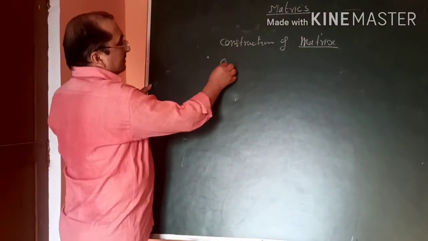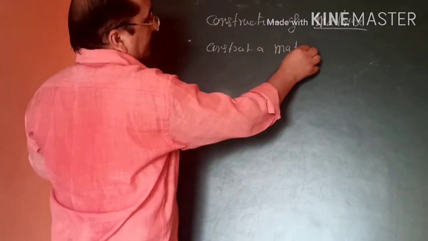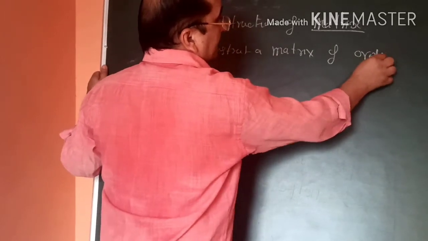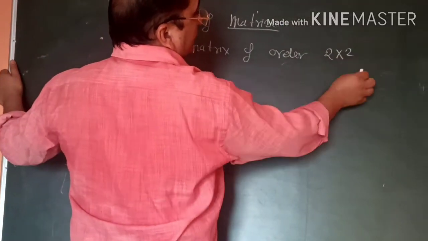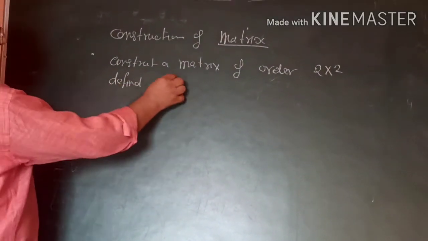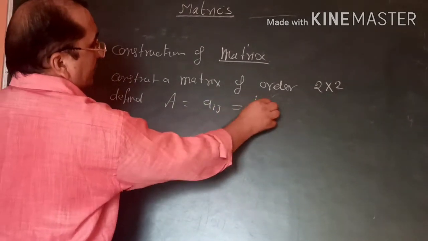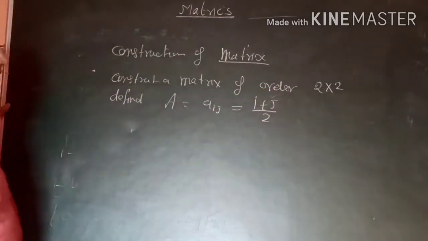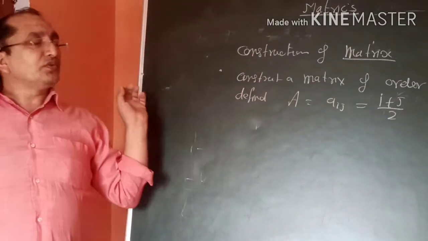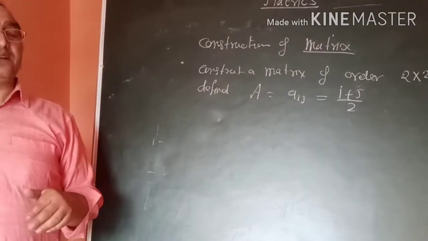Construct a matrix of order 2 cross 2. Define A equal to Aij and Aij equal to i plus j by 2. The question is: construct a matrix of order 2 cross 2, define A equal to Aij where Aij is i plus j by 2.